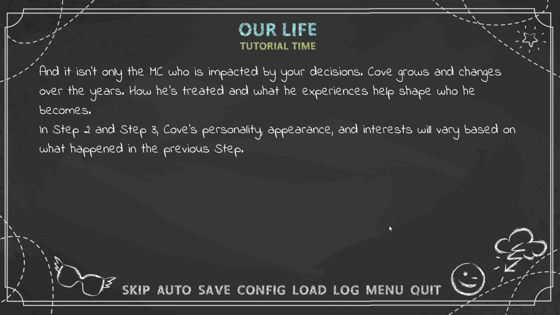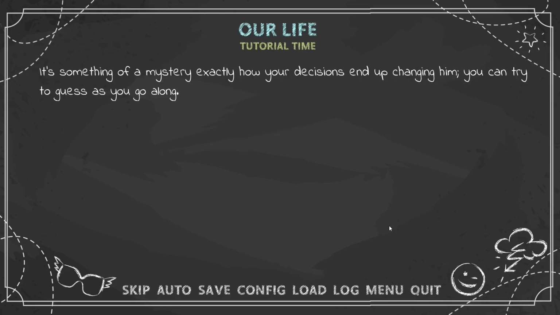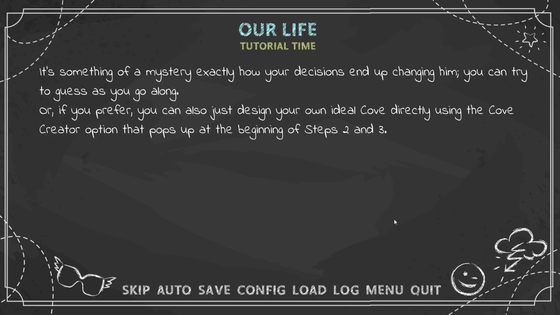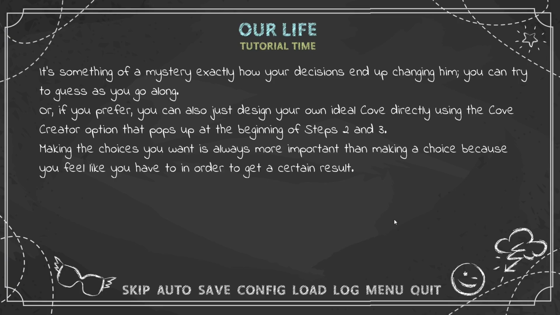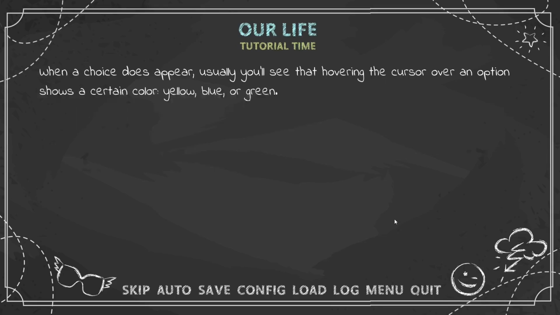In Step 2 and Step 3, Cove's personality, appearance, and interest will vary based on what happened in the previous step. It's something of a mystery exactly how your decisions end up changing him. You can try to guess as you go along. Or, if you prefer, you can also just design your own ideal Cove directly using the Cove creation option that pops up at the beginning of Step 2 and 3. Making the choices you want is always more important than making a choice because you feel like you have to in order to get a certain result.